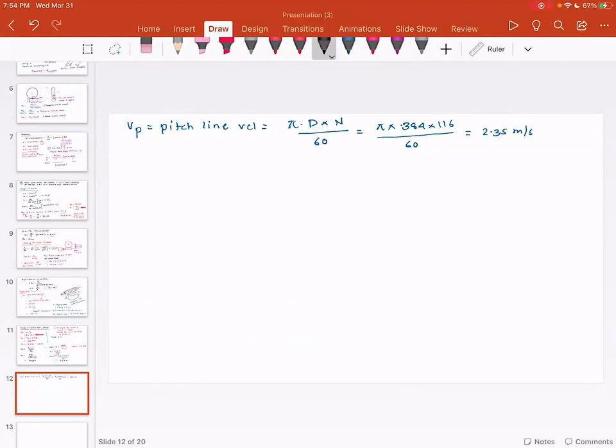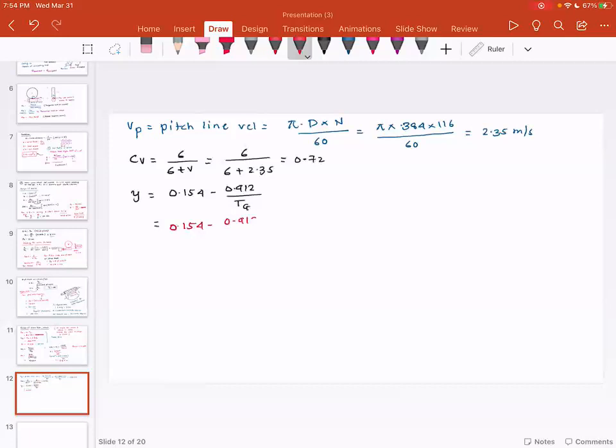And with this, we can find out the velocity factor, 6 divided by 6 plus 2.35, 0.72. And that is the value of the velocity factor. Tooth form factor for the 20 degree involute, because that is how the gear is, is 0.154 minus 0.912 divided by TG. And please note, all these steps have to be carried out for the wheel, not for the worm. So that is 0.154 minus 0.912 divided by 48. That gives me 0.135.